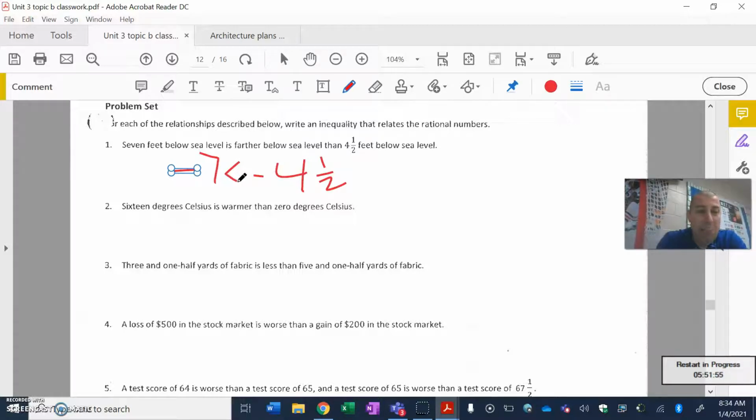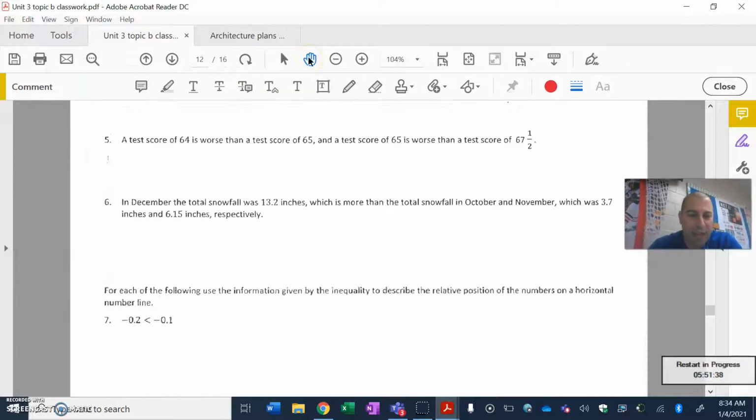16 degrees Celsius, okay, well that's 16, is warmer than 0 degrees Celsius. Well, if it's warmer, that means it's bigger. So 16 is greater than 0. So that's what they're asking for in that particular section. As we make our way further down the page, let's see if we get ourselves into something else.